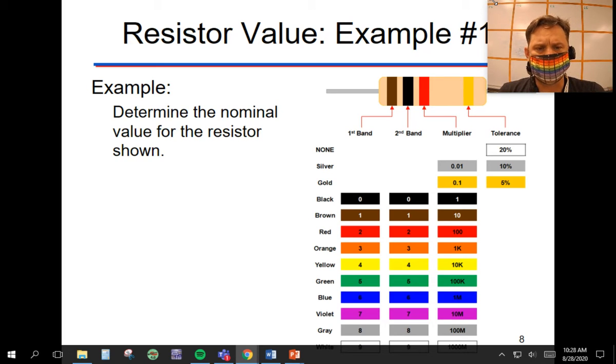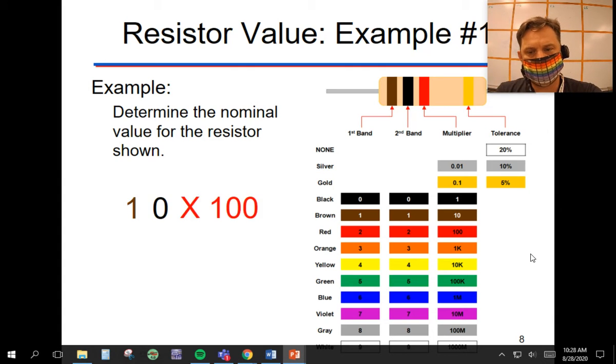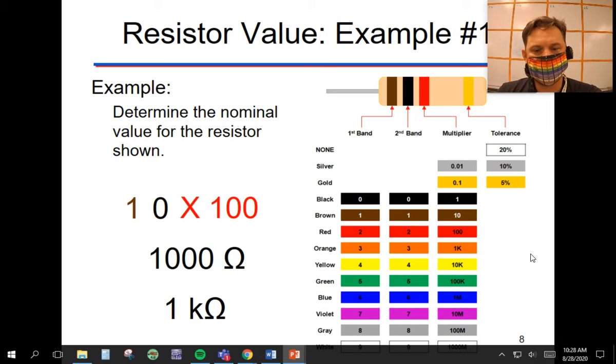So then the second color is black, and so that's a 0. So we have a 1 and a 0, and then the red is our multiplier, right? And so we see that our multiplier is 100. So if we did the math, 10 times 100 gives us 1,000. And we'll let it do that for us. And so we have 1,000 ohms. Now, the correct way to write that would be 1 kilo ohm.